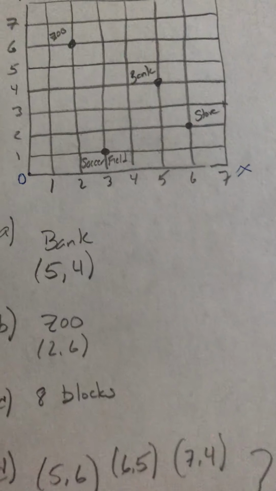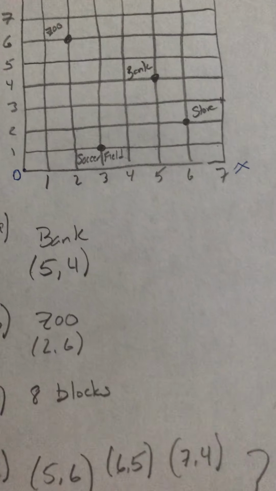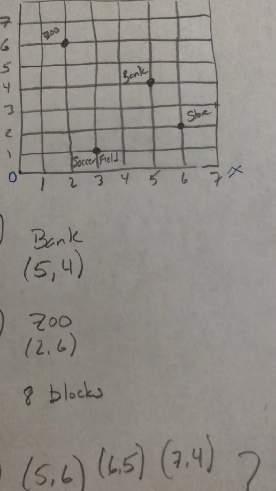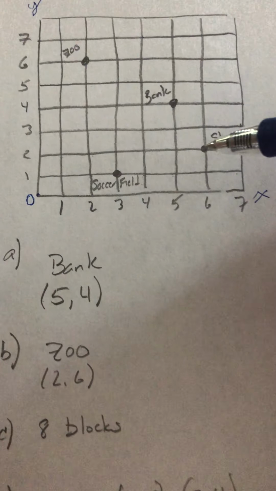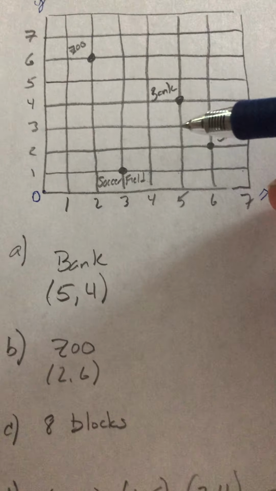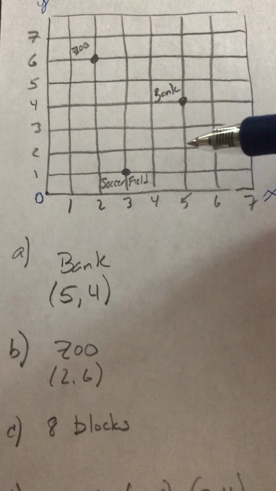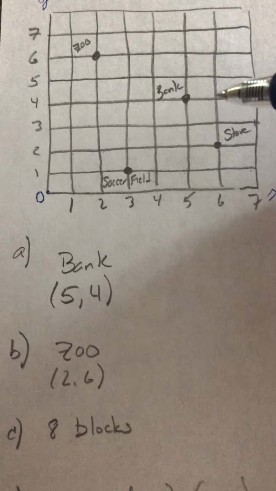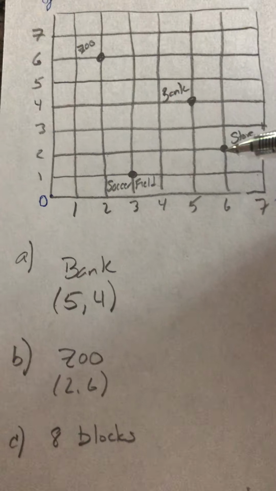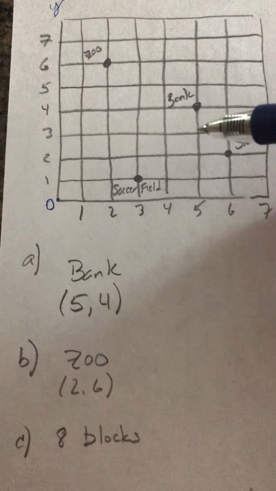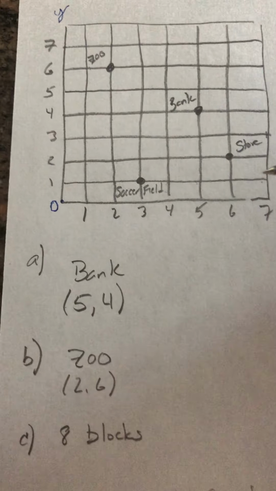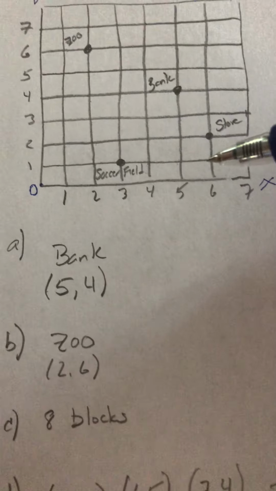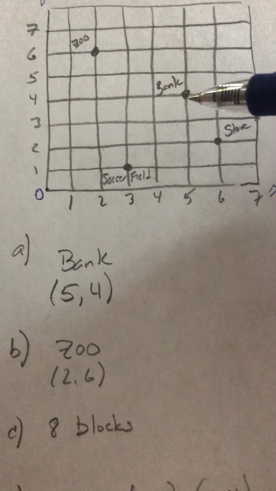Part C was saying that moving along the grid lines, the shortest distance from the store to the bank is 3 blocks. So if we look here, we'll just count 1, 2, 3. And it really doesn't matter what direction you go, it'll still be 3. If I go up, 1, 2, 3. I can even go up, over, and then up again. It still ends up being 3 blocks. So that's the shortest distance from the store to the bank.